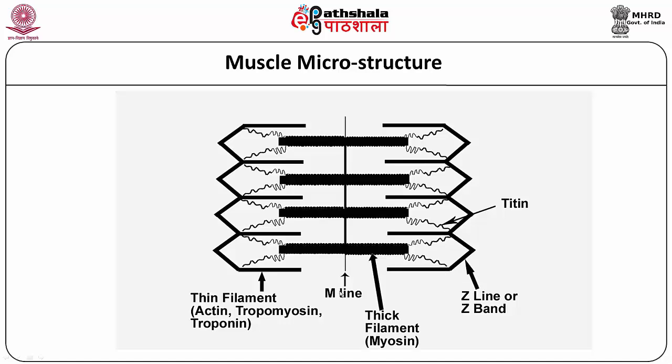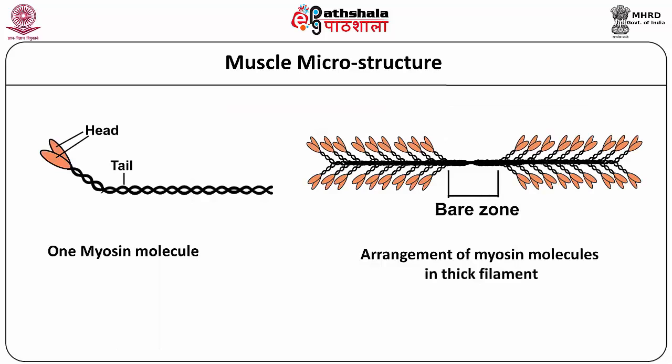In the middle of the thick filament a line passes through, which is known as the M line. The thick filament is made of myosin molecules, or myosin protein. The thin filament is made of actin, tropomyosin and troponin. The detailed structure of myosin looks like this. There are two heads and one tail. The tail is a spiral-like structure. These two heads normally attach to the actin filament during contraction.